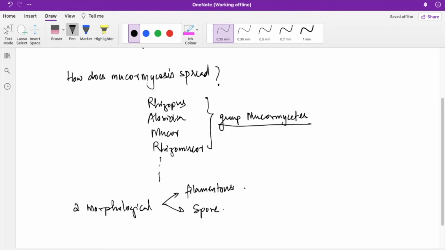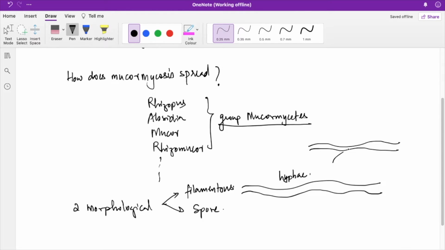So filamentous means just like what you imagine, the filament. Yes, they will have very delicate long structures called hyphae, right? So if you take the example of Rhizopus, they will have hyphae like this. Many hyphae will be arranged like this. And from that, they will have a sporangia and a sporangiophore, inside which they will have spores.